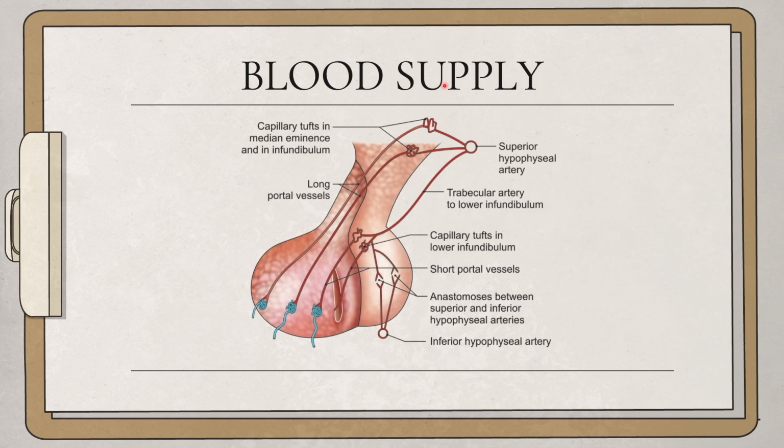In this picture, the superior hypophyseal artery gives branches to the median eminence and the upper infundibulum, and also to the lower infundibulum via this long artery called the trabecular artery. The inferior hypophyseal artery divides into medial and lateral branches, which form the arterial ring, and then anastomose with the branches of the superior hypophyseal artery. The anterior lobe is exclusively supplied by these long and short portal vessels, that is by the superior hypophyseal artery.